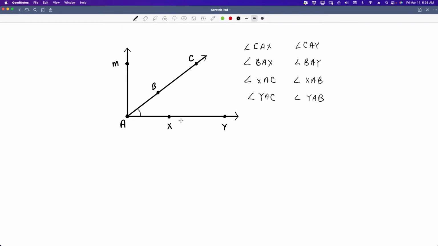But in every single one of these names, notice that the point in the middle is the vertex, or the point at which the angle changes direction. So that's where the two lines meet and create the angle. We call that the vertex.